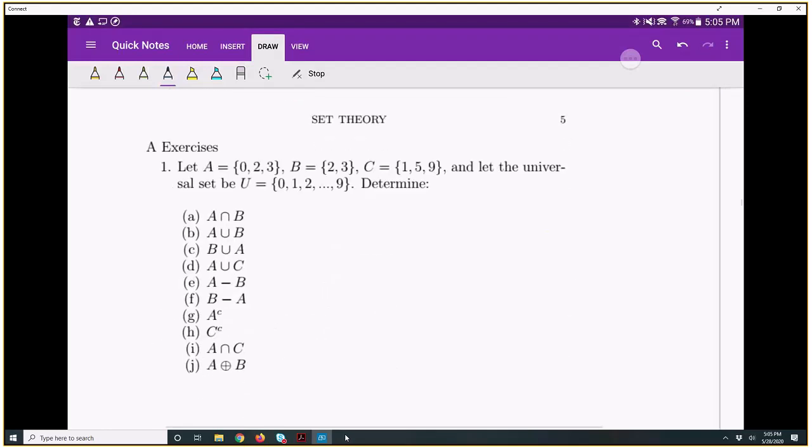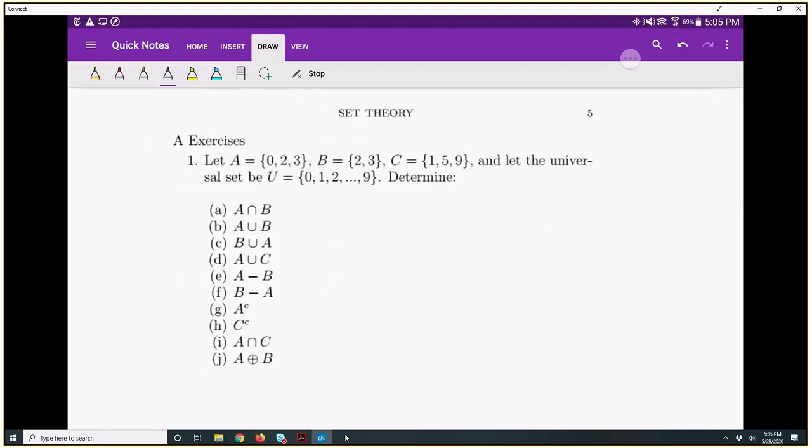Now we're ready to do some practice exercises. So the exercise here says let A equal the set 0, 2, and 3. B is the set 2 and 3. C is the set 1, 5, and 9. And we're talking about the universe that is just 0, 1, 2, and the integers up to 9. So it's asking us to find the intersection of A and B. The intersection of A and B should just be 2 and 3, because 2 and 3 are in A and 2 and 3 are in B.